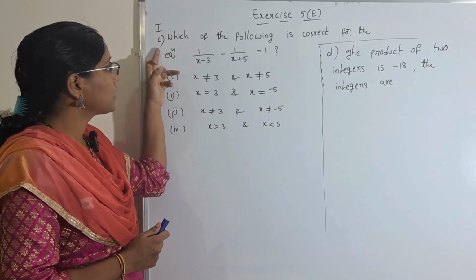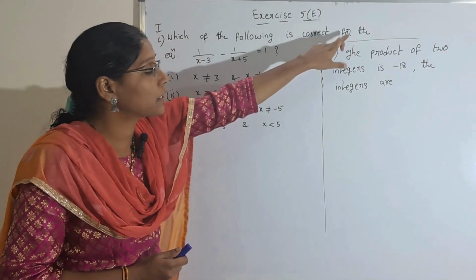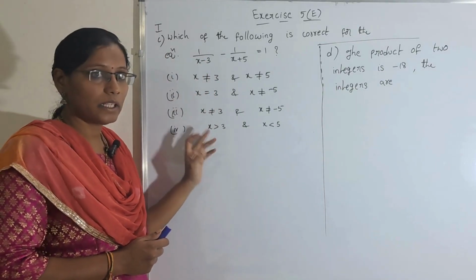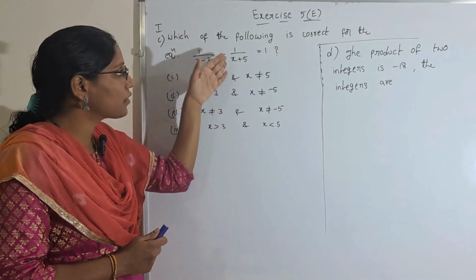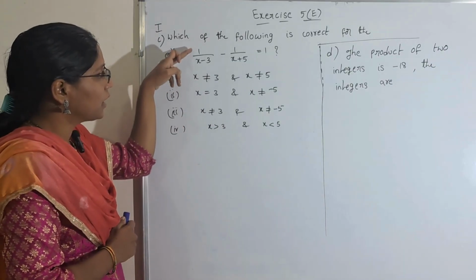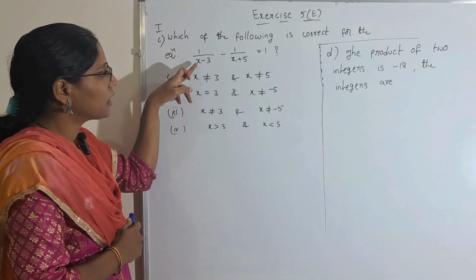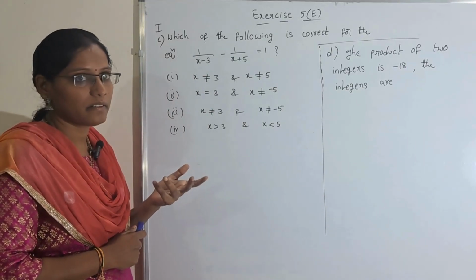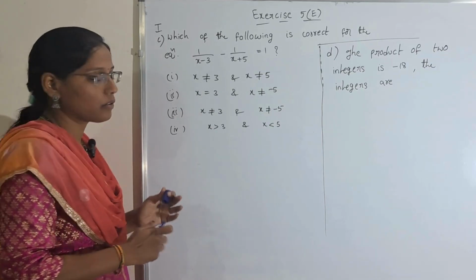Next, first main C problem. Which of the following is correct for this equation? Some options they have given. In these options, which one is correct for this equation? First, we have to observe the denominator. Here 1 by x minus 3. When the denominator is 0, that is undefined. 1 by 0 means undefined values. Those values we have to find out first.